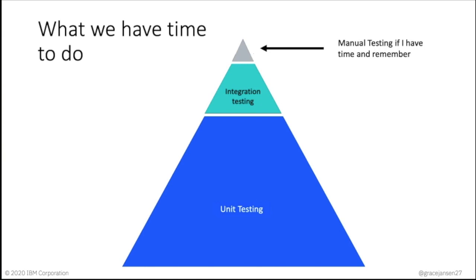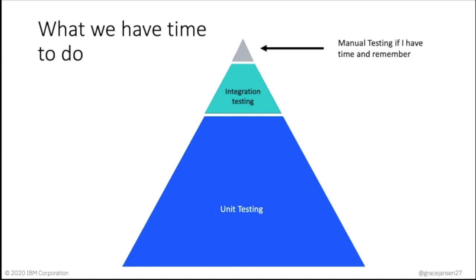Unit testing is fairly easy, and we can do it pretty much right away once we've written the code, because it's there, we can write it, we know what code we're testing. But integration testing and system testing tend to be harder to fit in. In fact, system testing tends to be a manual test rather than an automated test, and that's if you have time and remember to do it.